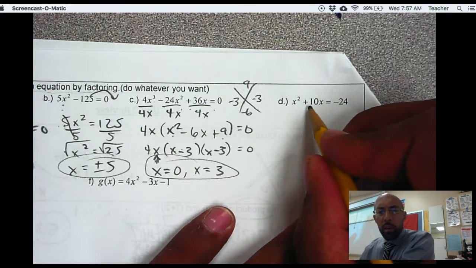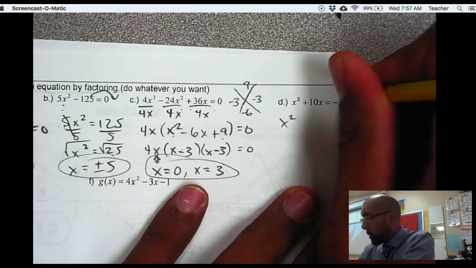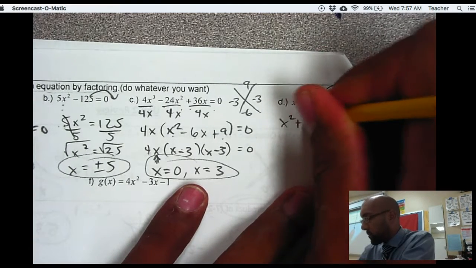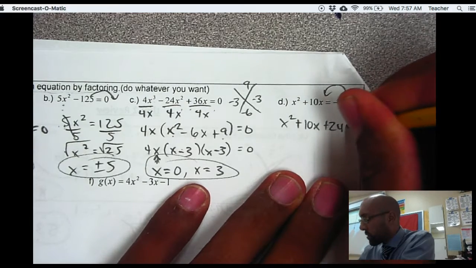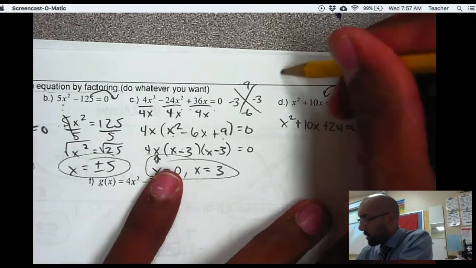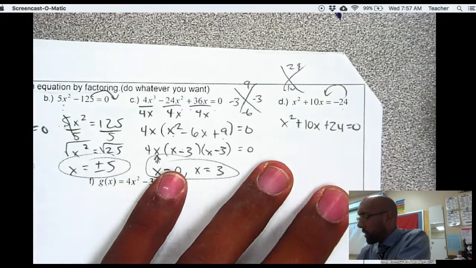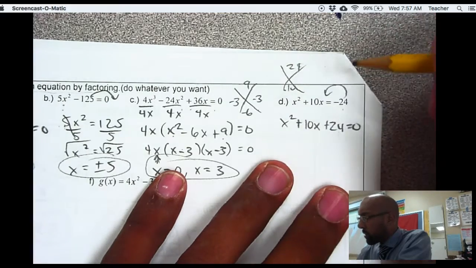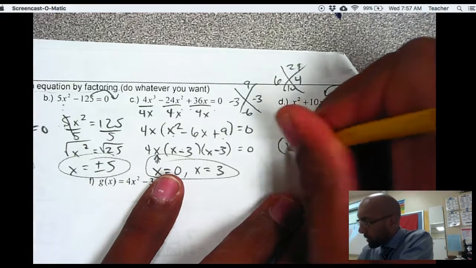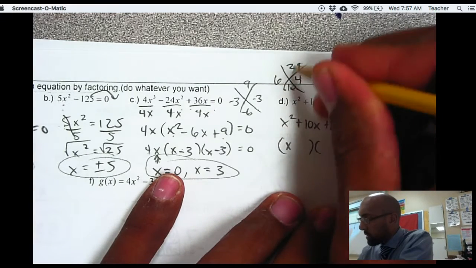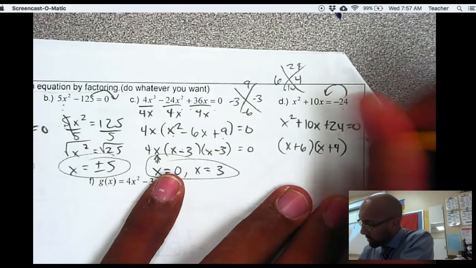All right, so now over here. You can approach this a couple of different ways. If I bring the 24 back over to this side, let's see if we can factor it. Factoring is always the one I like to start with first. I'm going to put 24 up here, 10 here, and I try to think 6 and 4. That works because 6 plus 4 is 10, and 6 times 4 is 24. So x plus 6 and x plus 4.